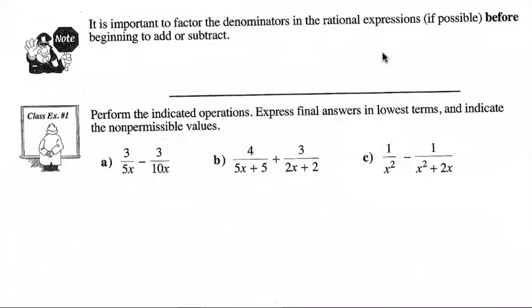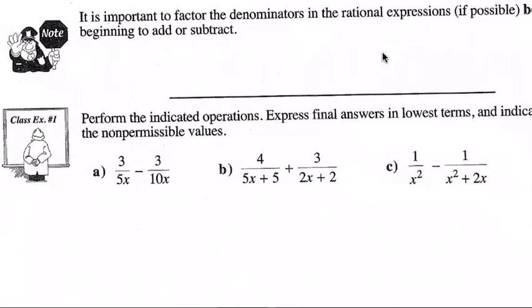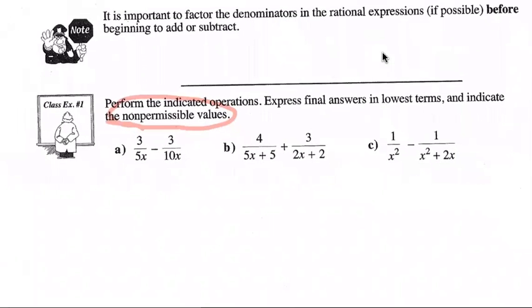Something else that we also have to be very aware of is that even if a question does not specify, although this one does, non-permissible values, if it does not specify and it just says simplify, we still have to do non-permissible values. We always have to do that, regardless of whether or not it says to do it in the question. So they start asking you at the beginning here, making sure that you are aware it's something that needs to be done, in hopes that you remember to do it later.